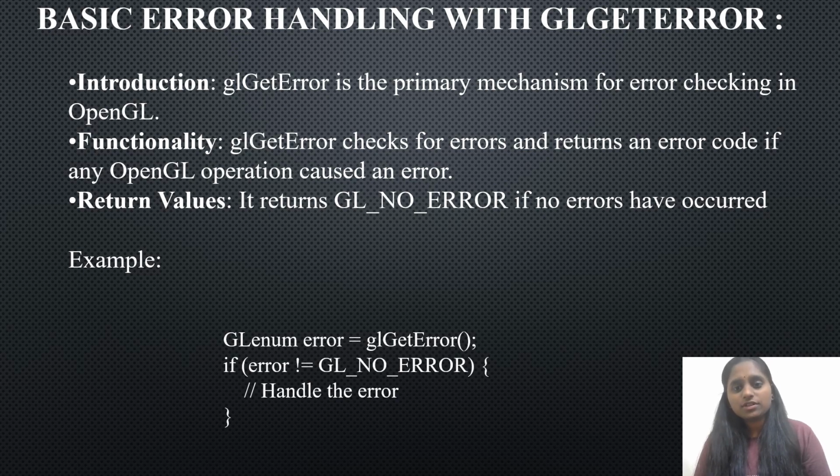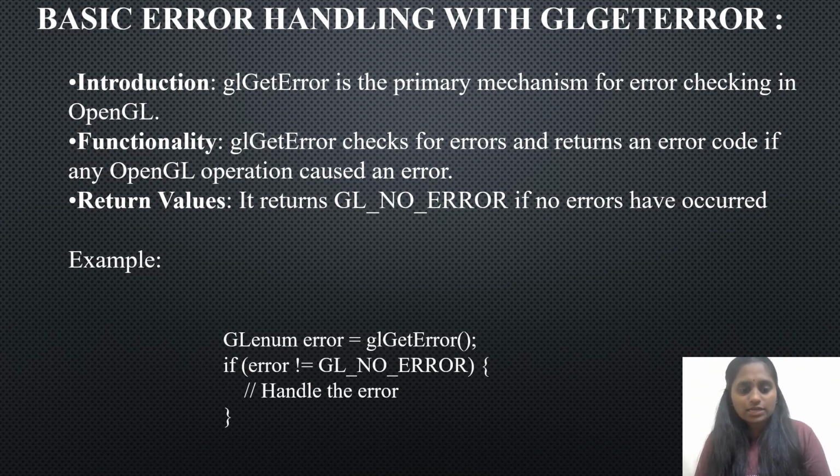Basic error handling with the glGetError function. It is an OpenGL function. Firstly, introduction. glGetError is the primary mechanism for error checking in OpenGL. And the functionality of glGetError is it checks for errors and returns an error code if any OpenGL operation caused an error. Return values. It returns GL_NO_ERROR if no errors have occurred.